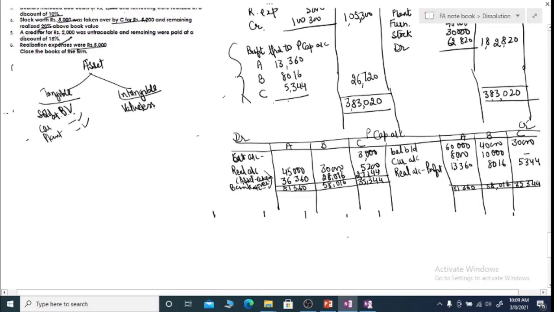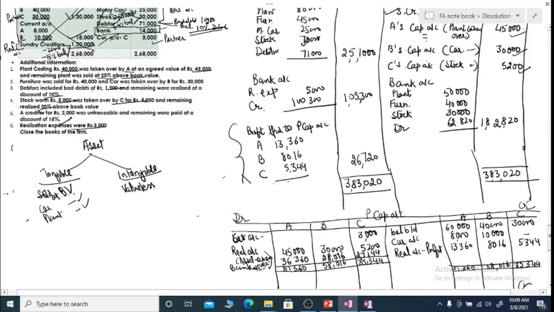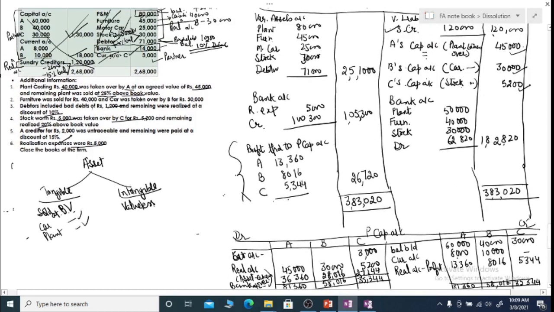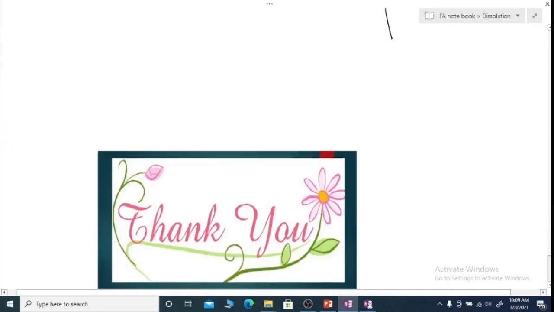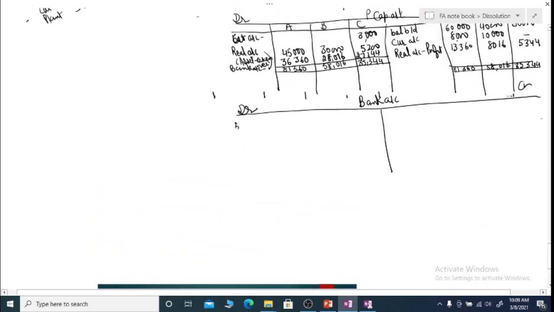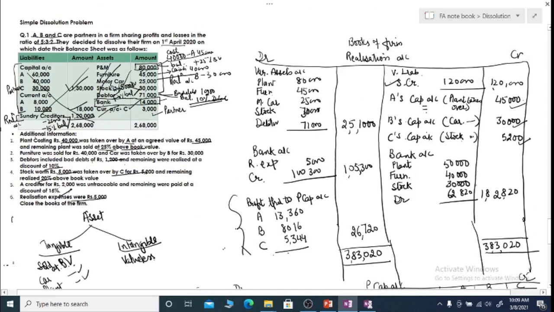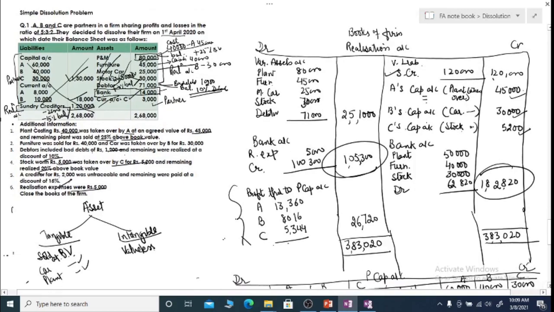All right. So this is our partners' account. Now we can prepare cash account or bank account, since we are working everything through bank. So we'll prepare the bank account. We have 3 account statements with us. So first of all, we'll pick up the bank balance. So it is 14,000. So in the bank account, record bank balance 14,000. Okay, now look at the realization account. You have 1,82,820 and you have 1,05,300 as the bank transactions.